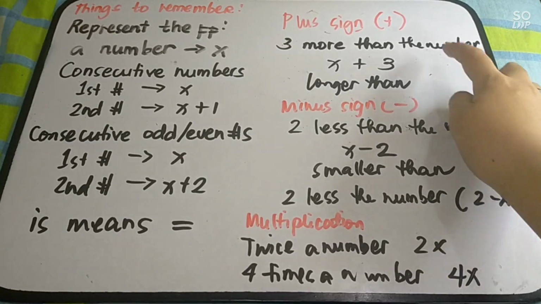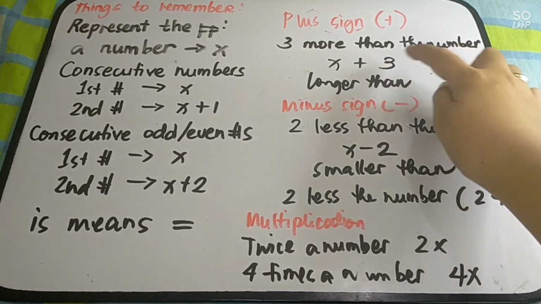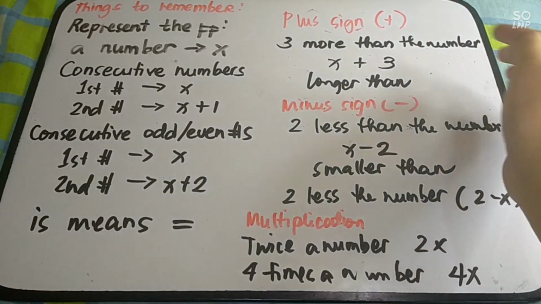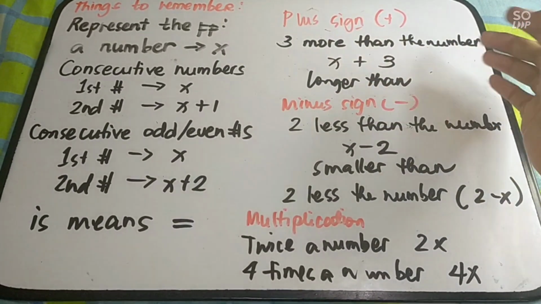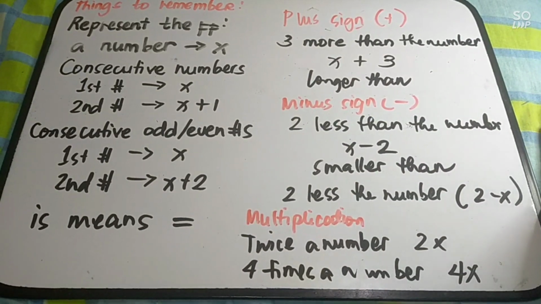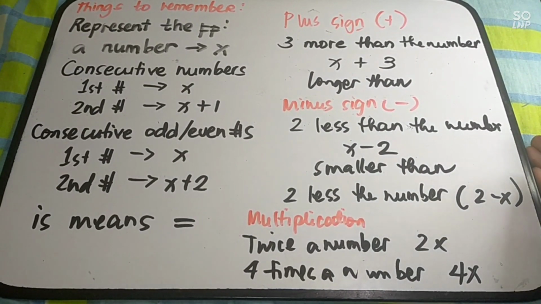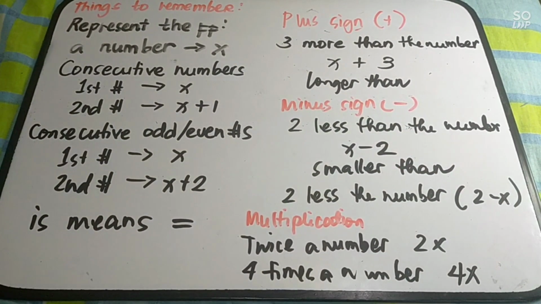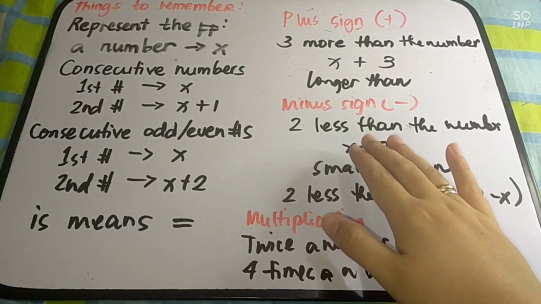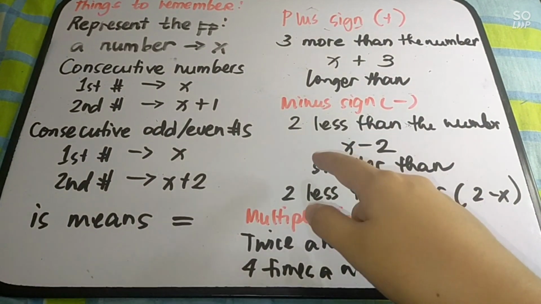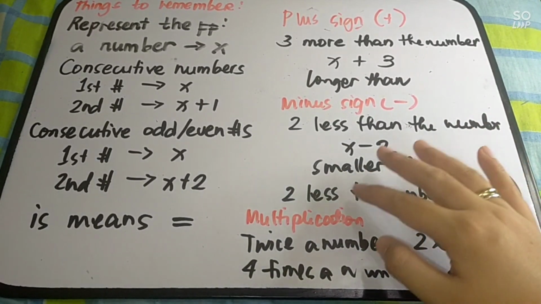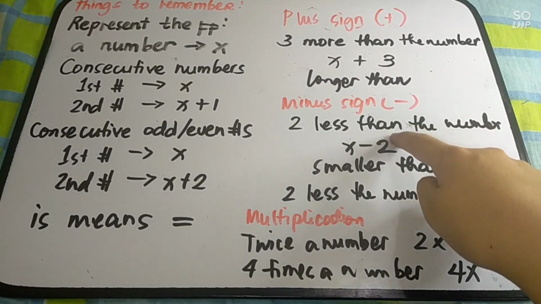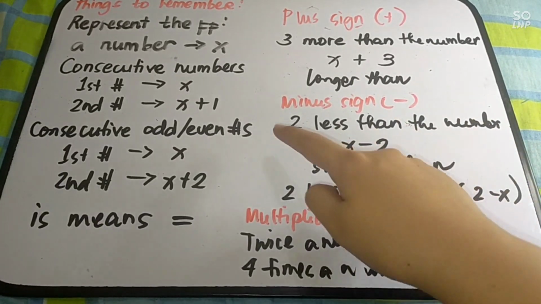Is it clear? Halimbawa, 3 longer than a number, you will represent it as x plus 3. 2 more than or longer than, 2 longer than a number, x plus 2. Is it clear? Next tayo, let us have minus sign. Kapag minus sign naman, we have here less than, smaller than. So, 2 less than a number, meaning x minus 2. Lagi kapag may than, unahin yung variable kaysa dun sa number.